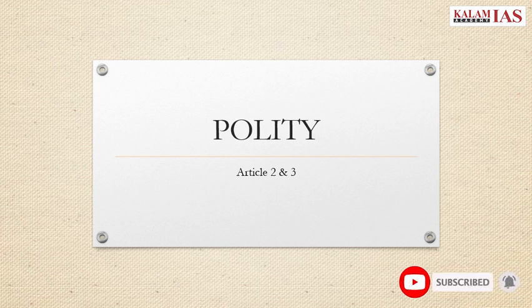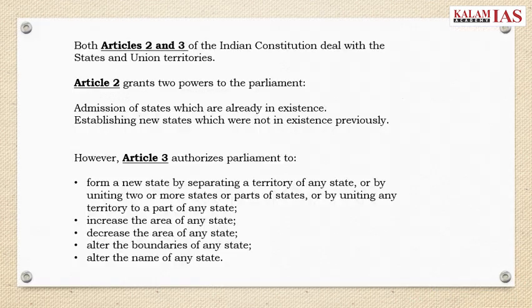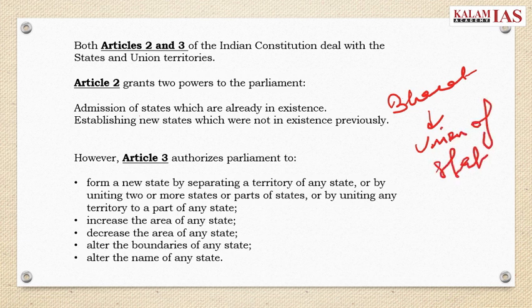In this video, I will be discussing the difference between Article 2 and 3. Now, in Article 1, we call India, that is Bharat, as the Union of States, rather than Federation of States. So, India is a union of states and not a federation of states. Now, in Article 2 and 3, the Parliament has been given the power to deal with states and UTs.